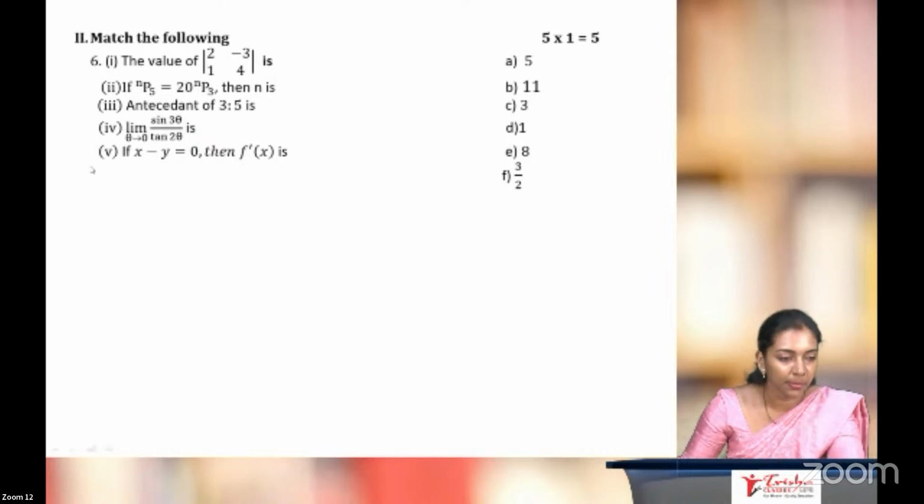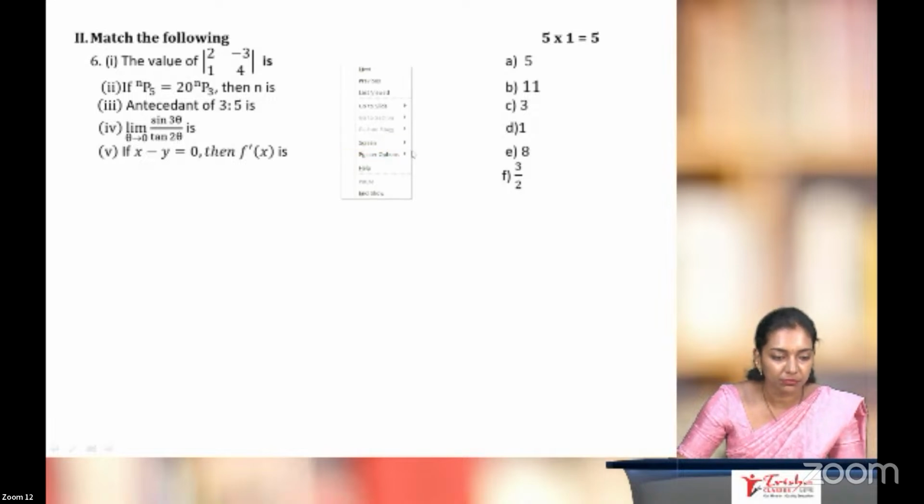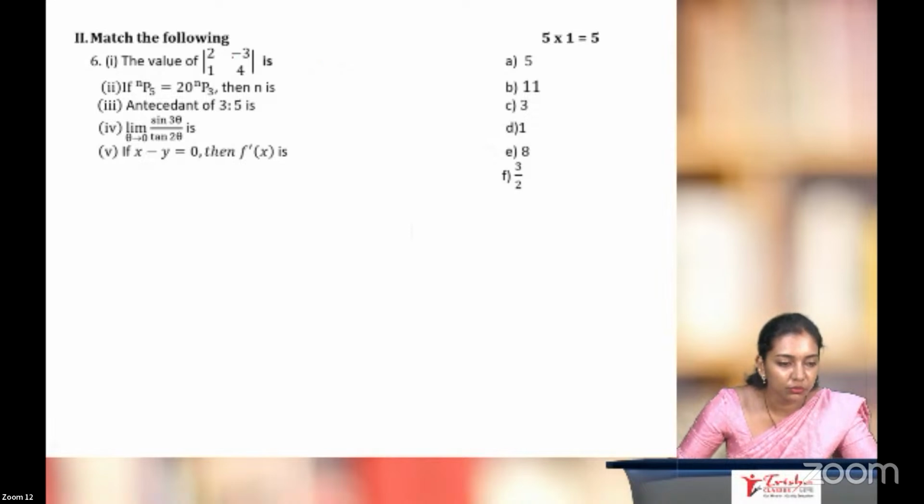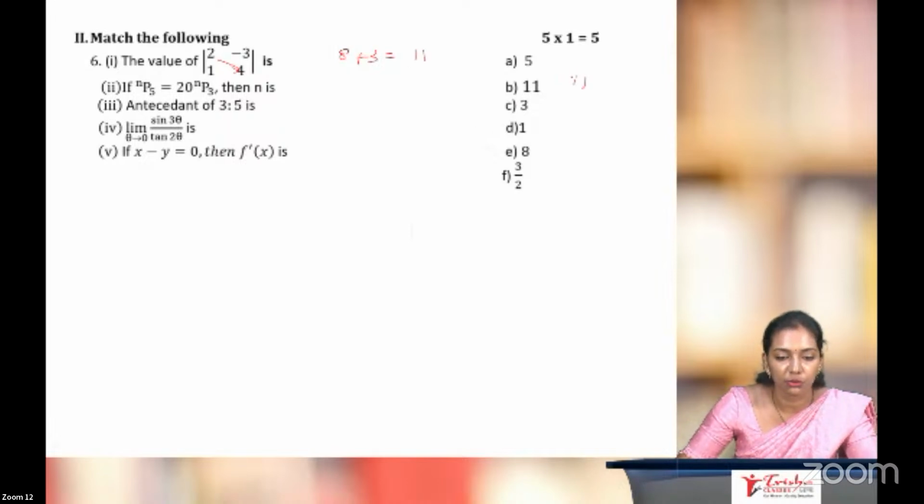Okay. So can you please solve these questions? So the value of, just take the determinant of this. So determinant of this. Okay, so 2 into 4 minus of 1 into minus 3. So 8 minus of 1 into minus 3. Minus of minus, so plus 3. Or 8 plus 3, 11. So this is the first option.